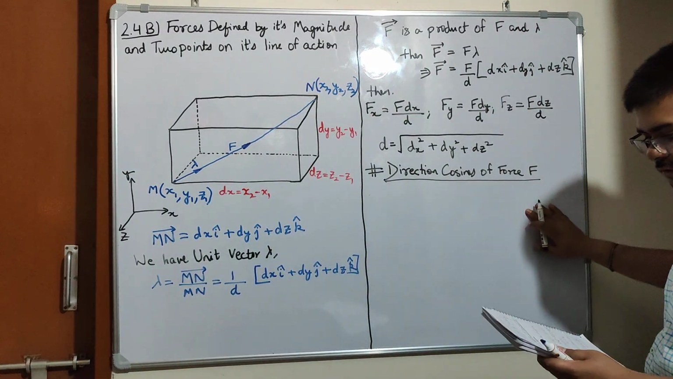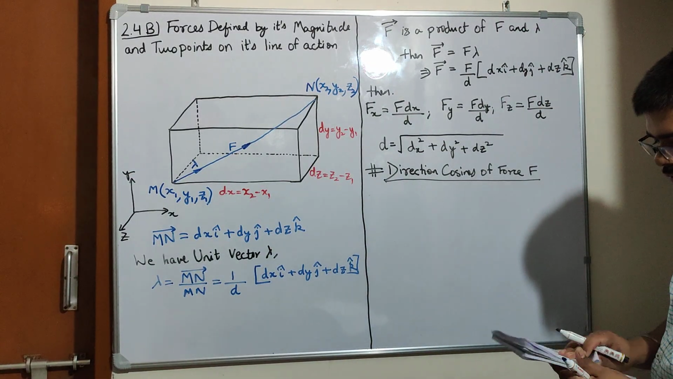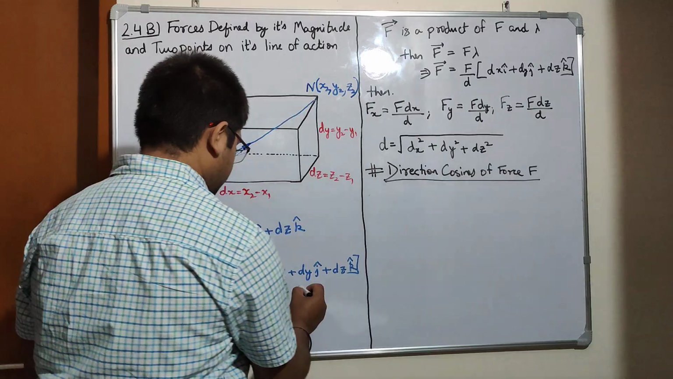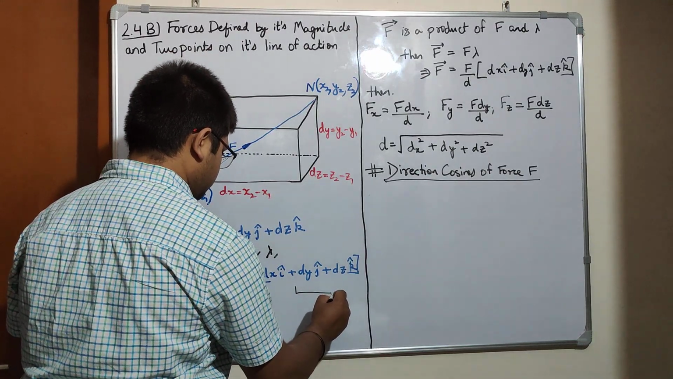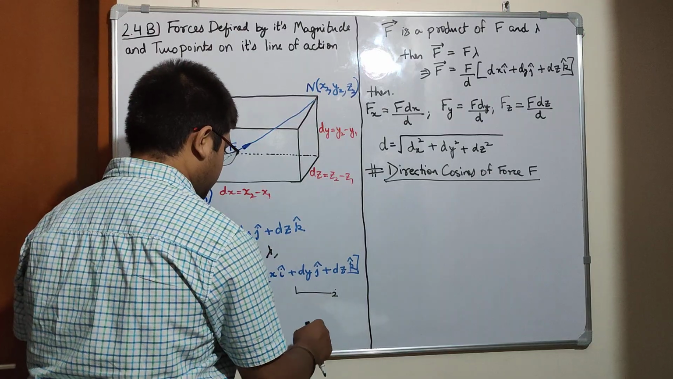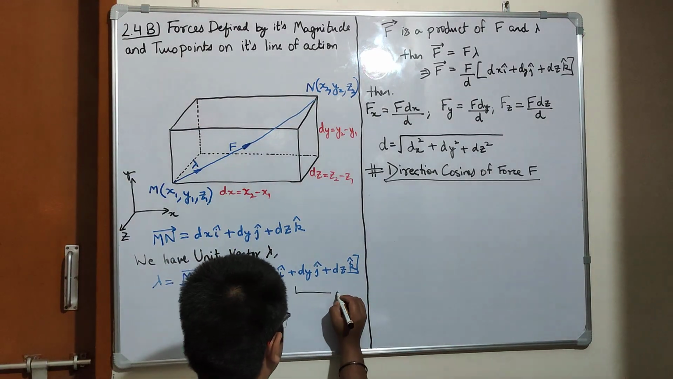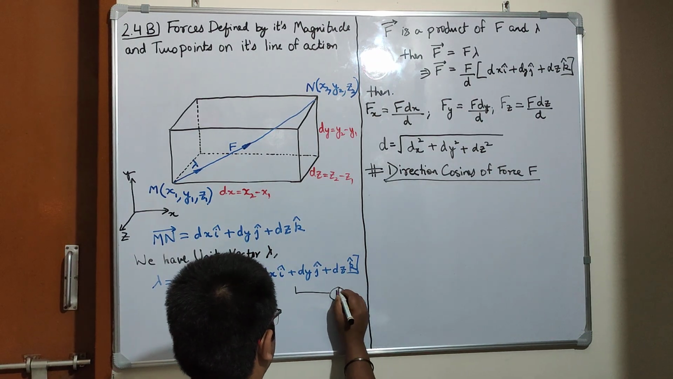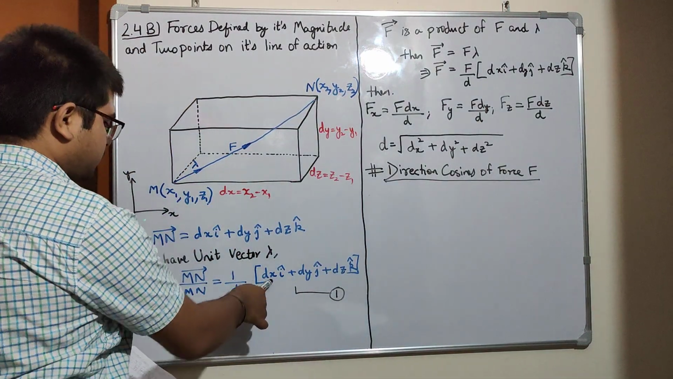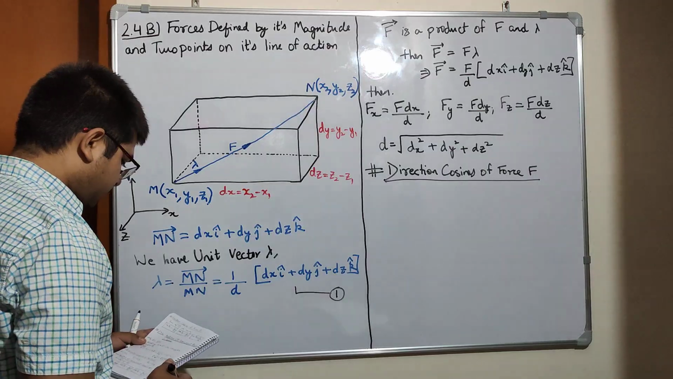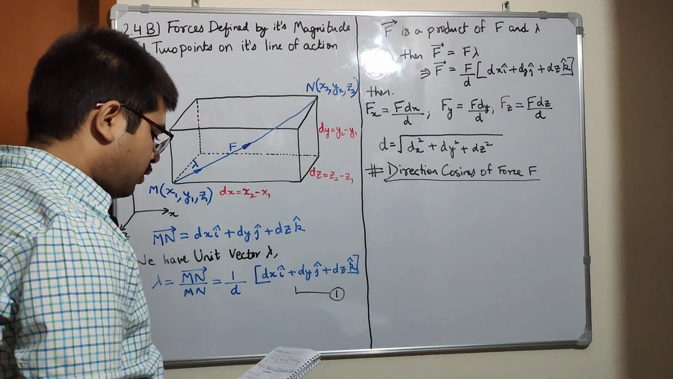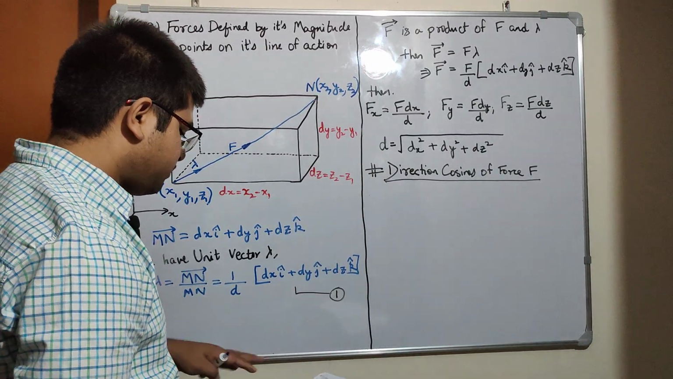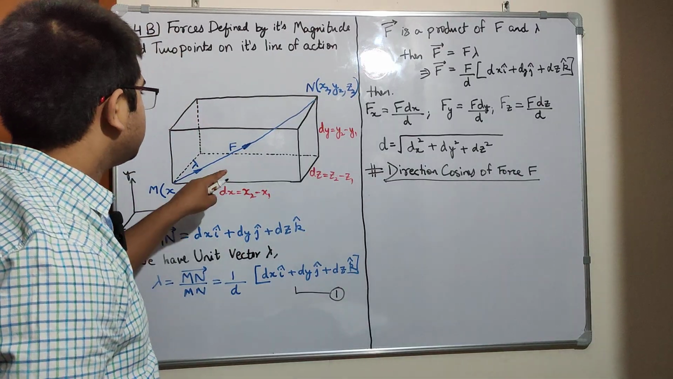So direction cosines of force F from equation 2, this is our equation 2, this one, I'll put it as 1 from equation 1. From here we can say that dx is equal to d lambda, or we can say that dx cos theta is equal to dx by d.